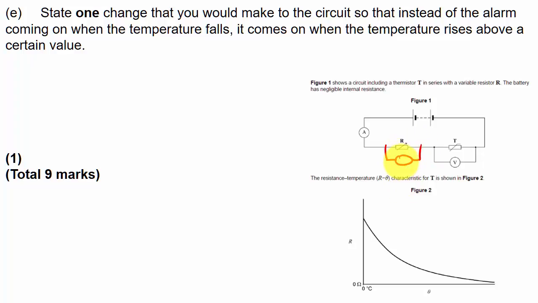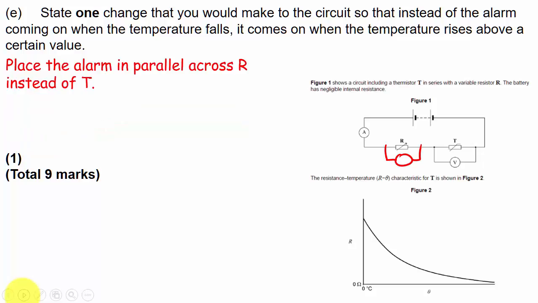Not sure. Let's just, yeah, so I'll just draw a speaker. So if you place your speaker there, well, it doesn't look like a speaker now, but anyway, I don't know the symbol for an alarm, thinking about it, or a buzzer, but if you place your component here, then you'll get the opposite effect. So that's all you need to do. It doesn't say explain, you don't have to do any extra stuff, it's just worth one mark, so that should be enough to get the answer. Place the alarm in parallel across R instead of T.